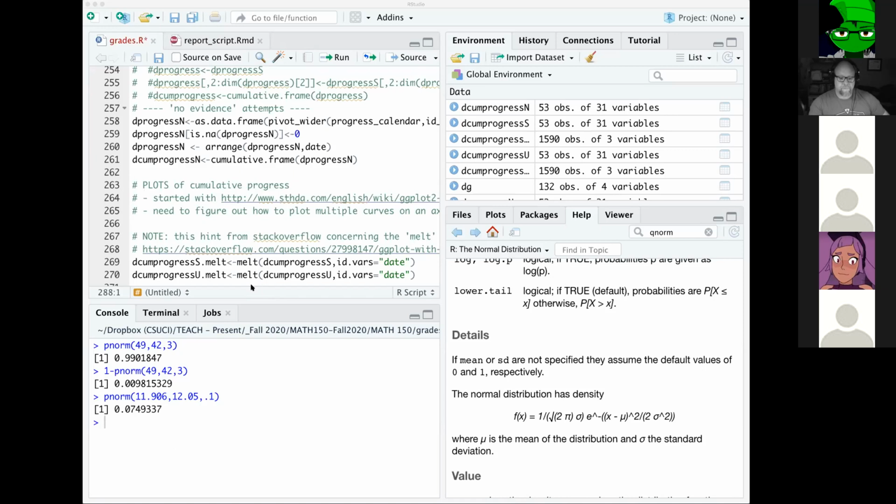Because the z-score that we found was for 0.0749, not 0.075. The value in the z table we used was not exactly 0.075. It was 0.0749, a little bit smaller. So because we introduced a little error there, we expect a little bit of error to be introduced here.